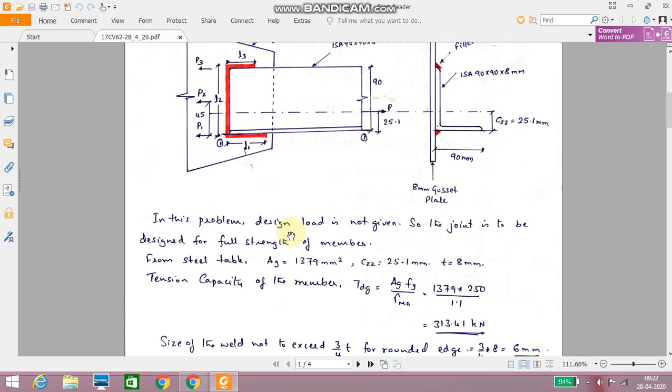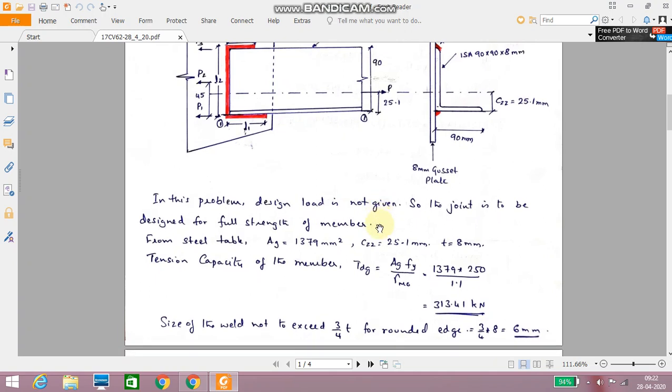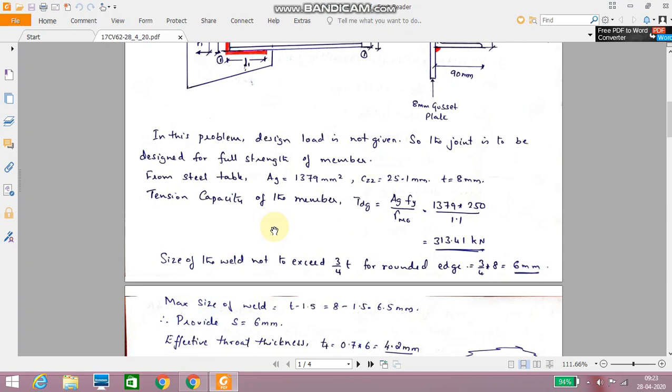So whatever the strength of the plate or strength of the member, for strength of the member we have to do the design. So from the steel table you can get the value of AG equal to 1379 mm square, and CZZ we have already discussed 25.1 mm, and thickness is 8 mm. So let us find out the capacity of the member, tension capacity of the member. We know the formula TDG equal to AG FY divided by gamma m0. 1379 into 250 by 1.1 gives you 313.41 kilonewton.